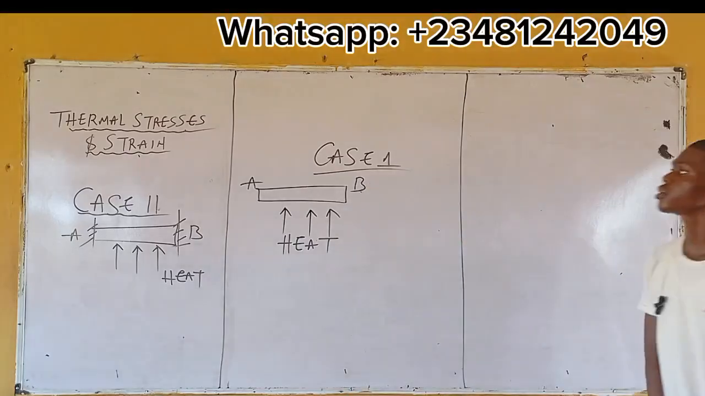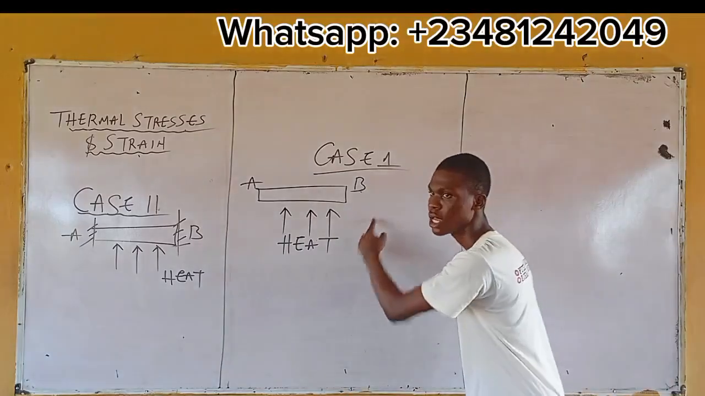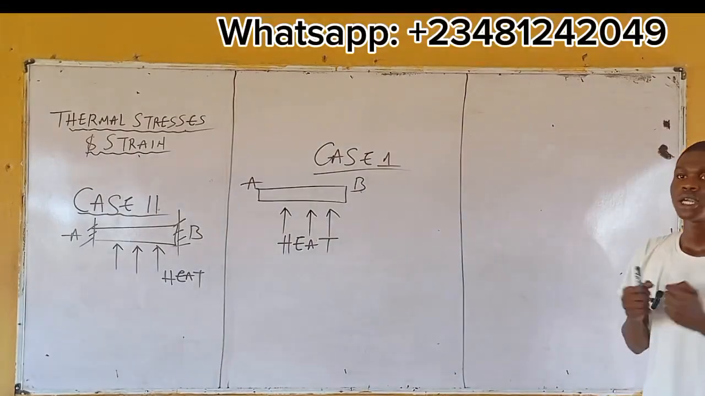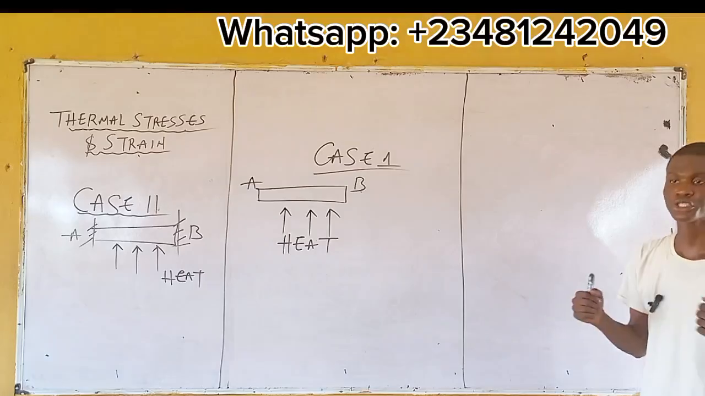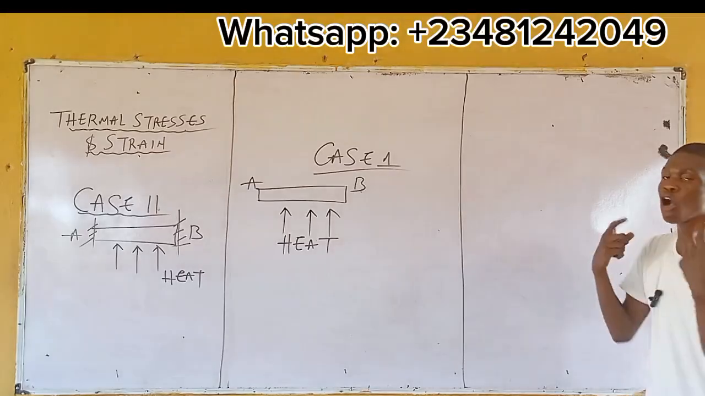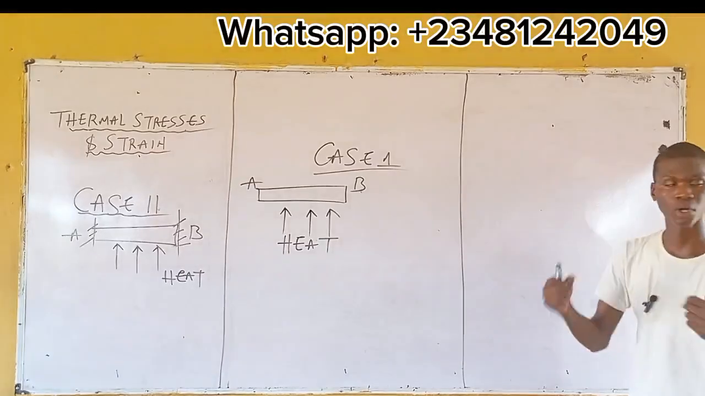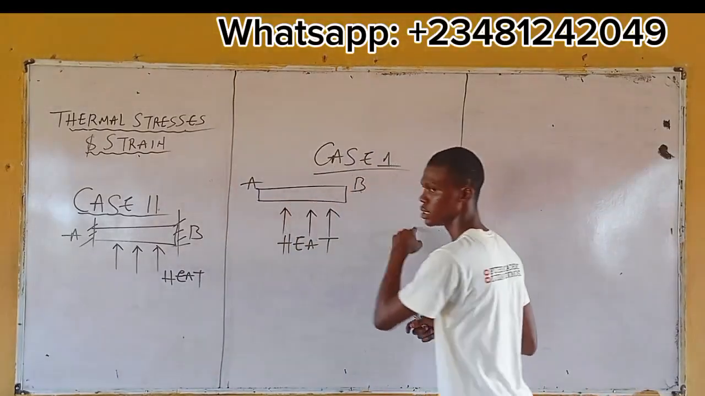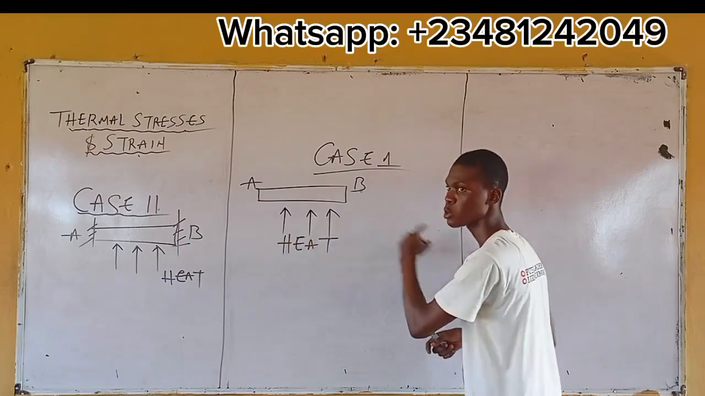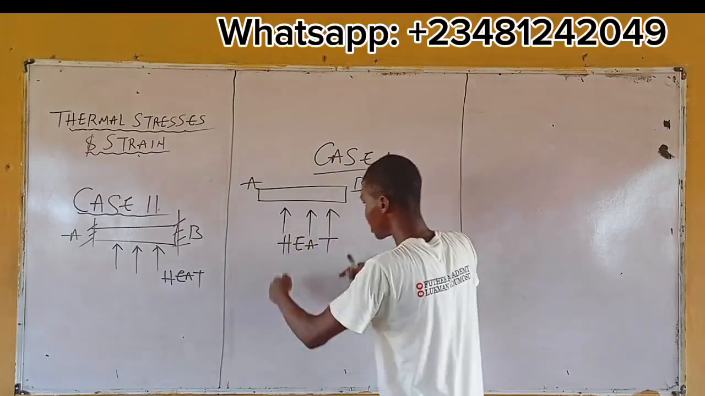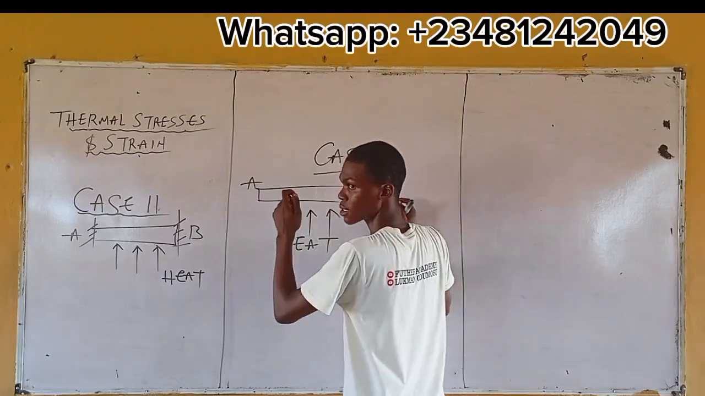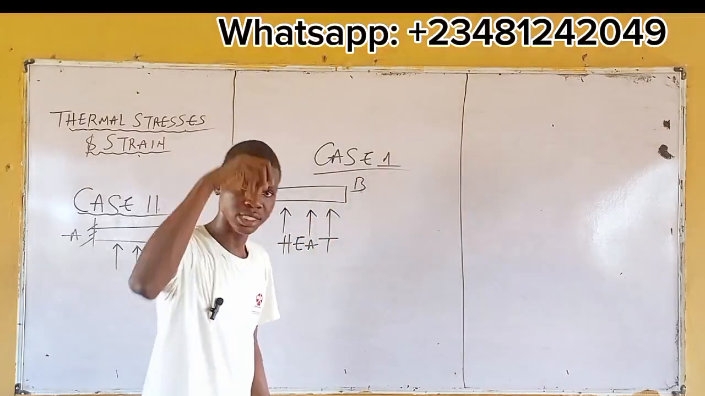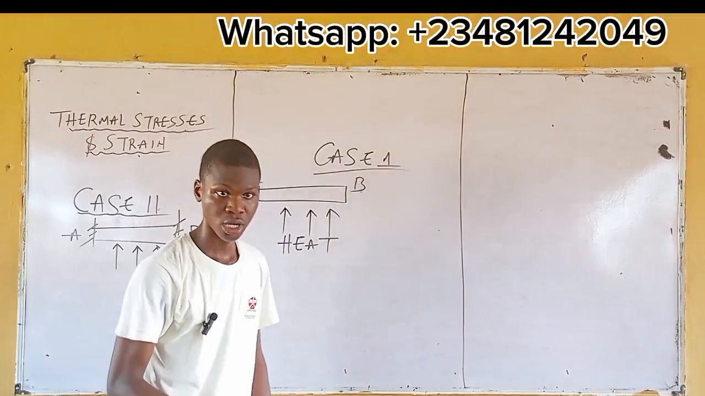In your case one, what can you see? You are seeing that you have a metal rod. What do we define when it comes to thermal stresses and strain? It simply means elongation and contraction occur when a particular body is subjected to heat. In case one, I'm having this body, in this case a metal rod. So this rod is subjected to heat, right? As this body is subjected to heat, stresses have been induced, right?